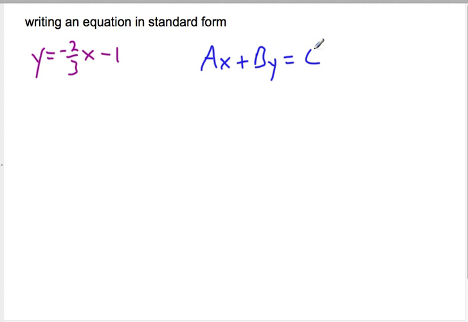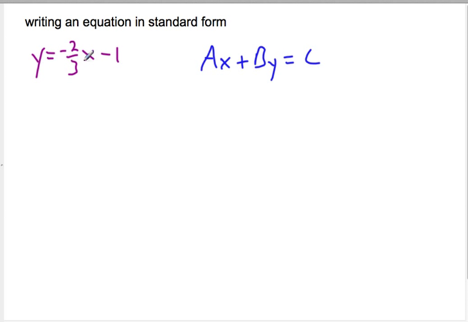Okay, so what you can see from this form is that x and y have to be on the same side, and a and b and c are going to be integers. Now this plus sign doesn't have to be plus, it could be minus. Okay, so let's see how we can do that. The first thing we're going to need to do is get rid of this fraction. Easiest way to get rid of a fraction is multiply everything, not just the fraction.